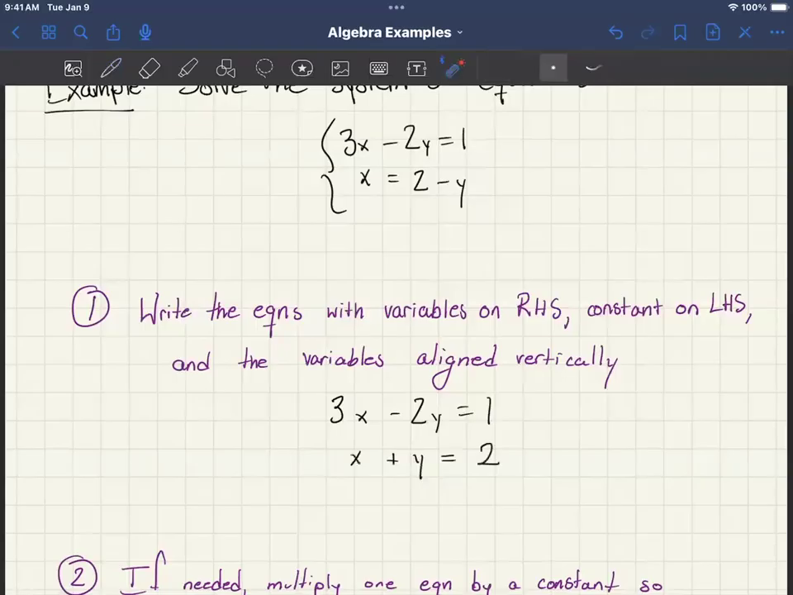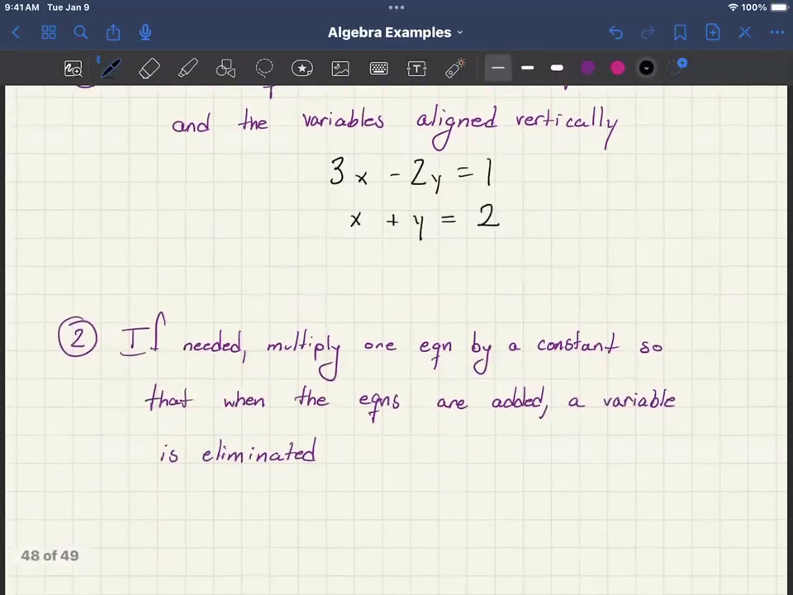The last thing that we want to do, and we already did this already, is that you want to line it up so the x's are together, your y's are stacked, and your constants are stacked. Same with your equal signs. So you want it all aligned vertically that way.